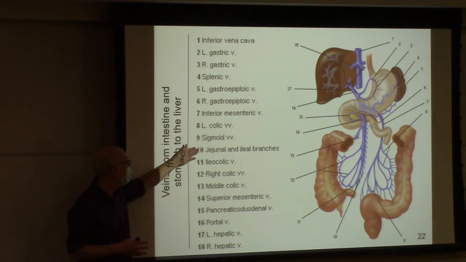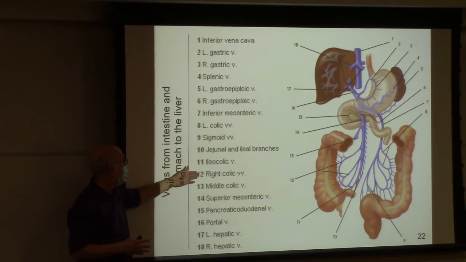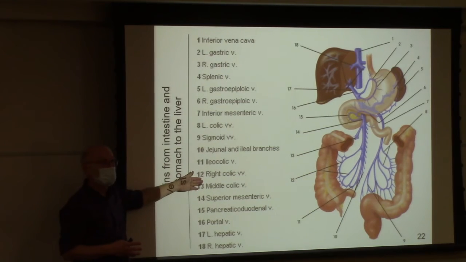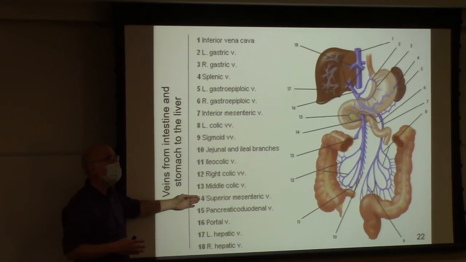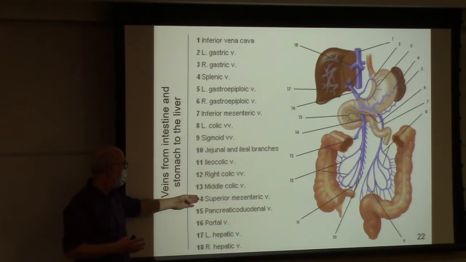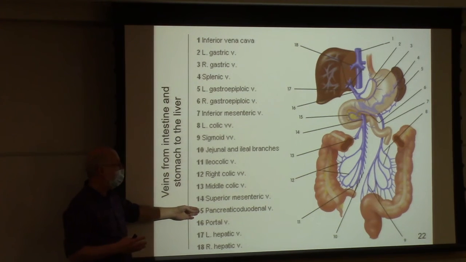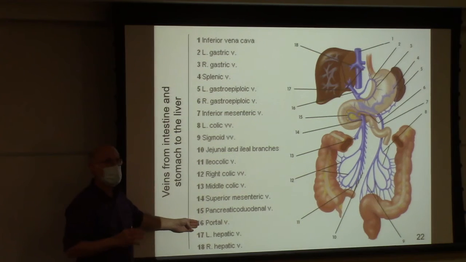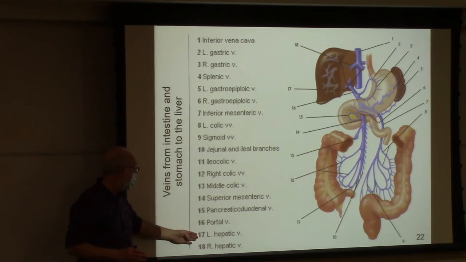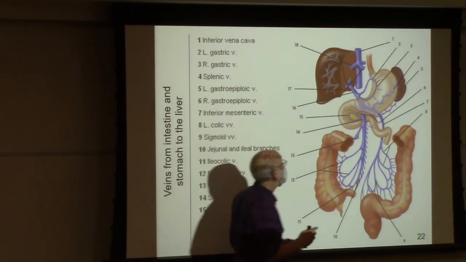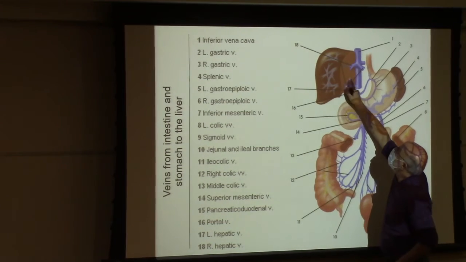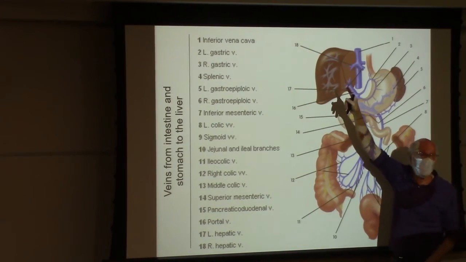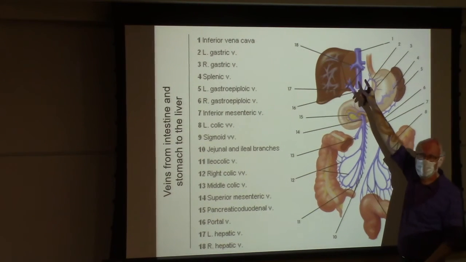but I understand. Ileocolic, no. Right colic, no. Middle colic, no. Just don't. Superior mesenteric vein, yes. Pancreatoduodenal, no. Just don't. Portal, yes, absolutely. Hepatic, right, yes. Portal vein in, hepatic vein out of the liver sinusoids to the inferior vena cava.